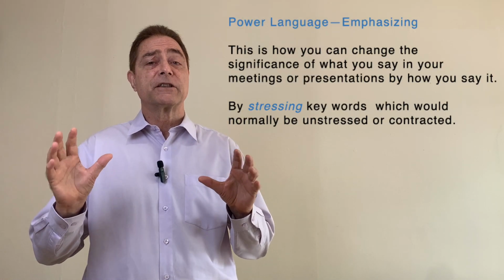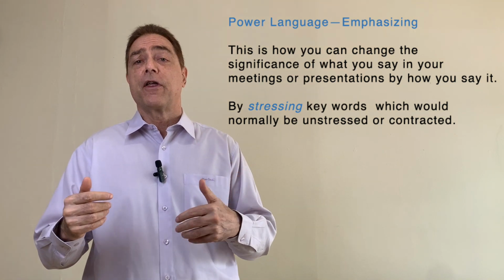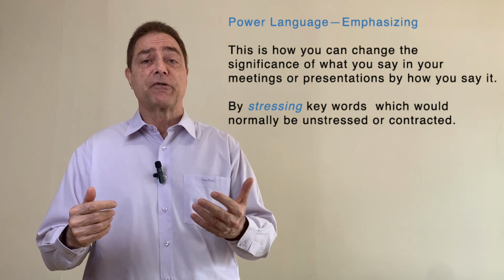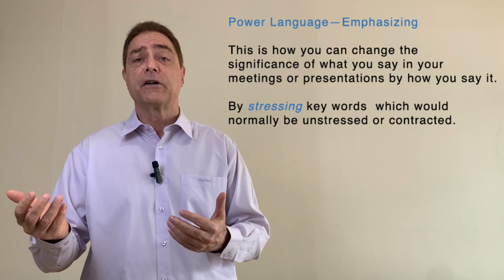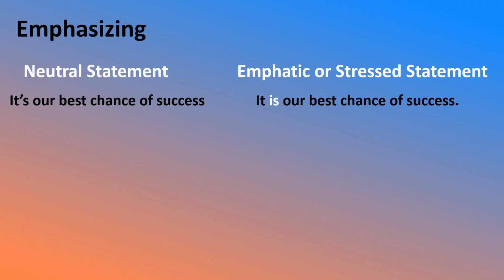Emphasizing. Let's look first at how we can add emphasis to key words that are normally unstressed or contracted. Here are some examples. In these examples, let me first read the neutral statement, or the sentence without any stress. Then I'll read it again, adding stress to the sentence so you can see the difference. It's our best chance of success. It is our best chance of success.